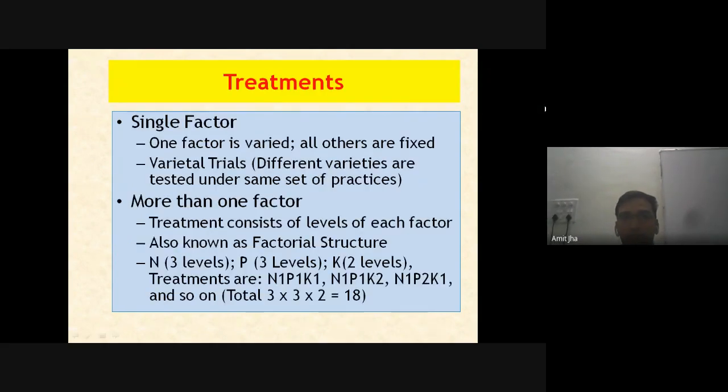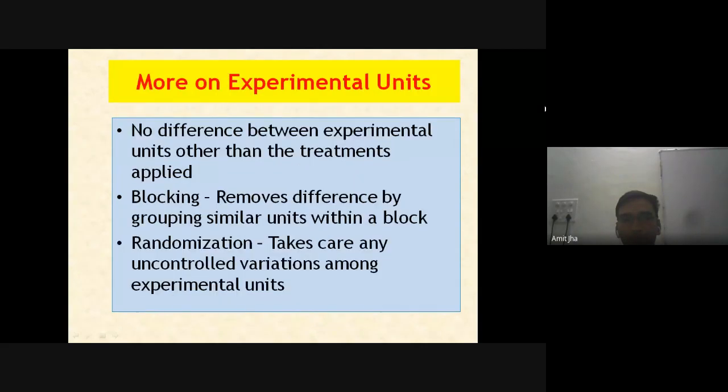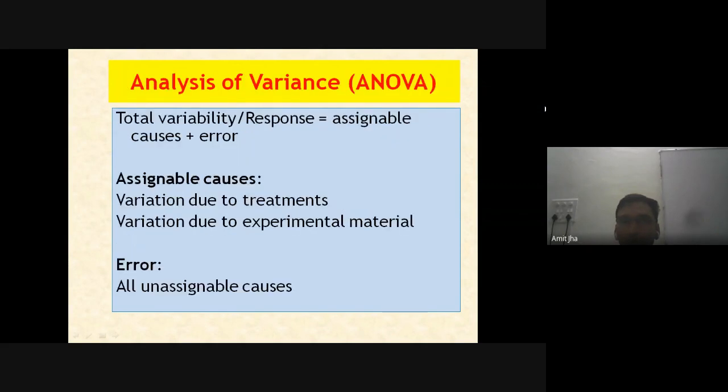Now, treatment I have already discussed: a single factor, or more than one factor. If it is more than one factor, then the factorial structure is there, with three levels like that. There should be no differences between experimental units other than the treatments applied. Blocking removes differences by grouping similar units within a block. And randomization we do to take care of any uncontrolled variation among the experimental units. After this, we go for analysis of variance.